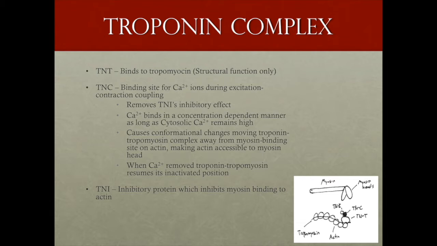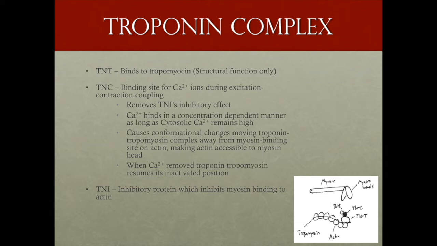Troponin C, and the C in troponin C stands for calcium, is the binding site for calcium ions during the excitation-contraction coupling process. Excitation-contraction coupling is the process of changing an electrical action potential, discussed in the first lecture, into a contractile process, which will be discussed in this lecture. When bound to calcium, troponin C removes the inhibitory effects of troponin I.